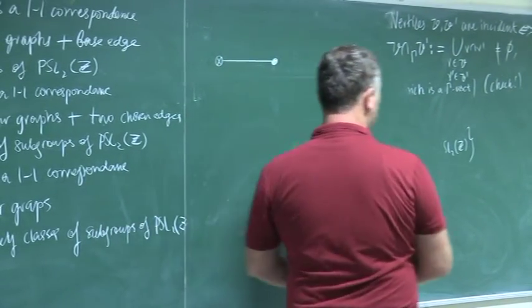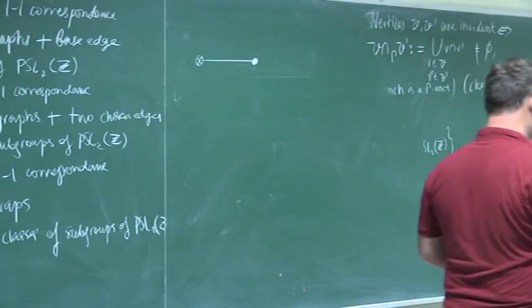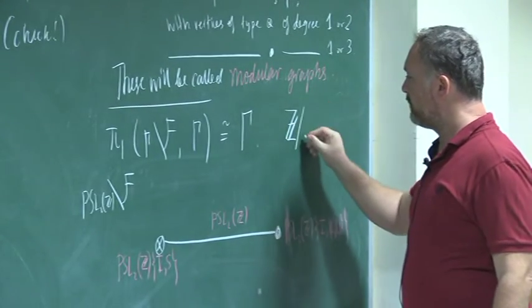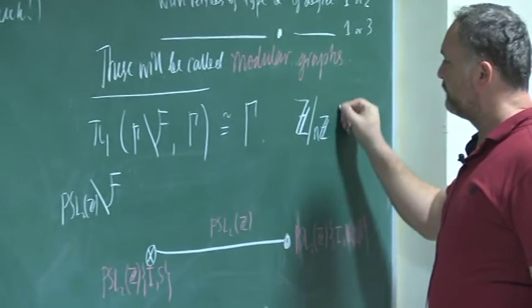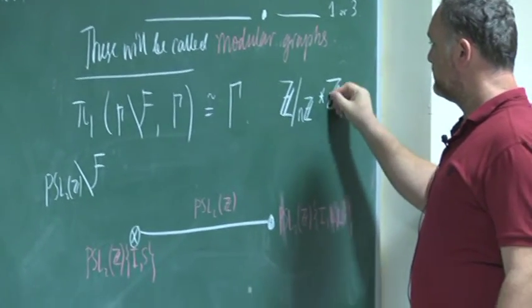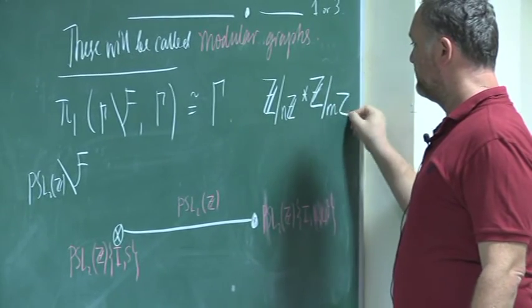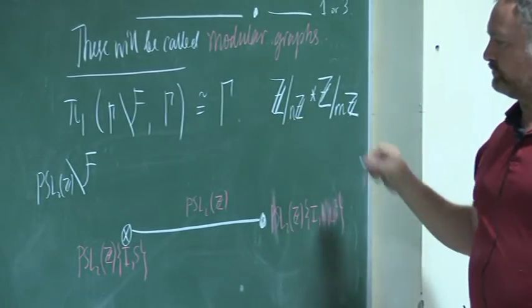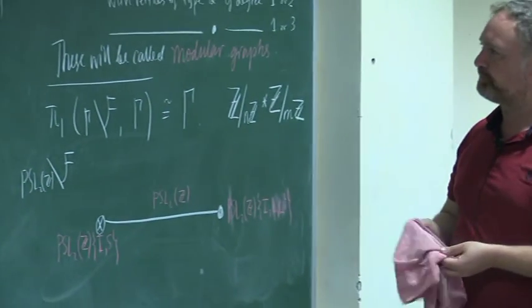And by the way, most of this story can be generalized to the group Z over NZ free product Z over MZ. You can generalize almost everything I said to other free products.